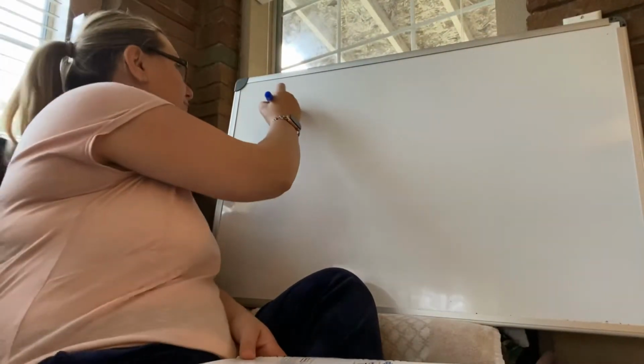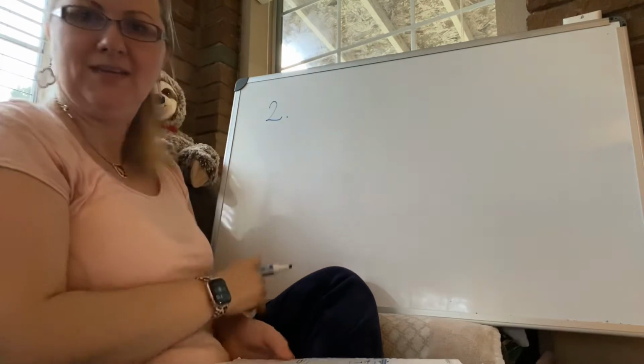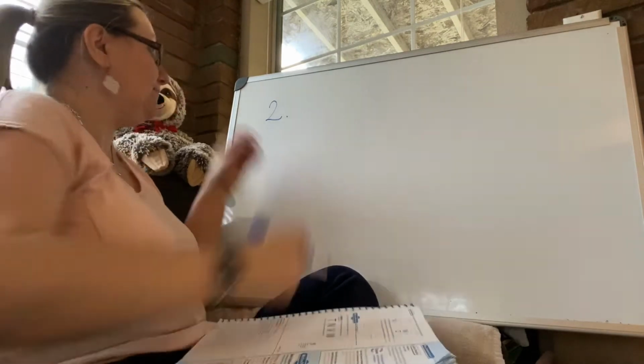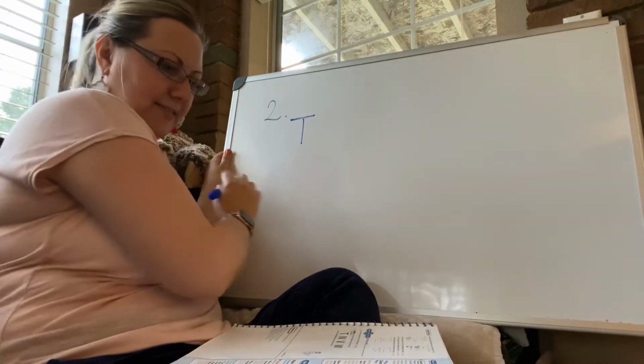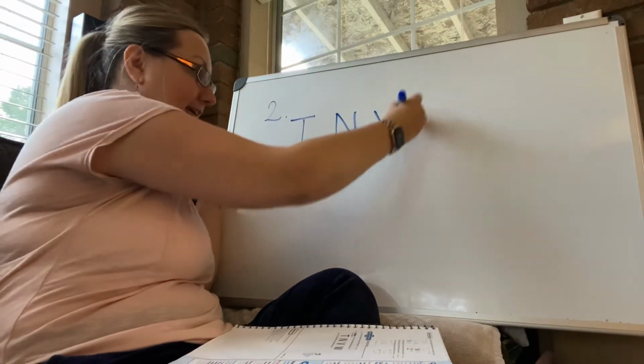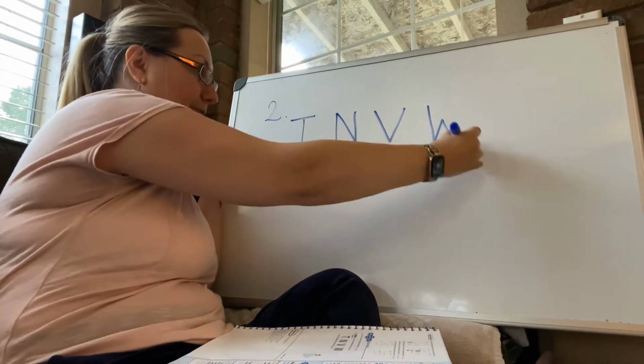So here we go. Number 2. We are on lesson 82, page 551, and number 2, which says, which of these letters does not have a line of symmetry? Let's draw all the letters neatly: T, N, V, and W.